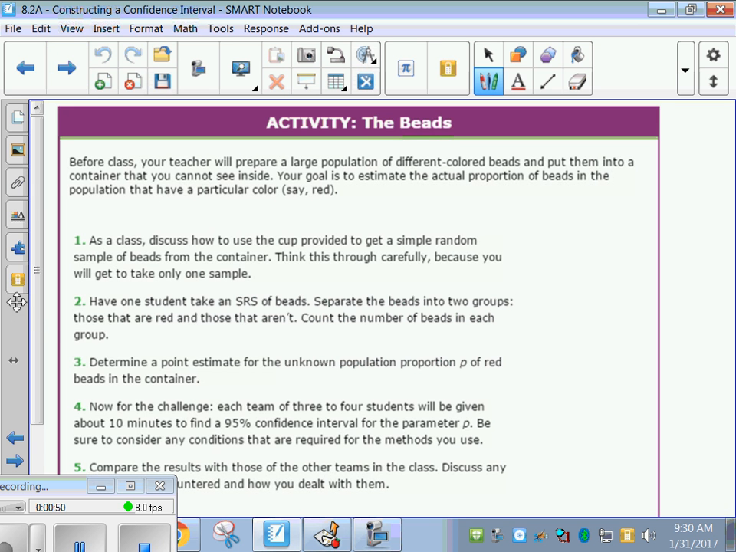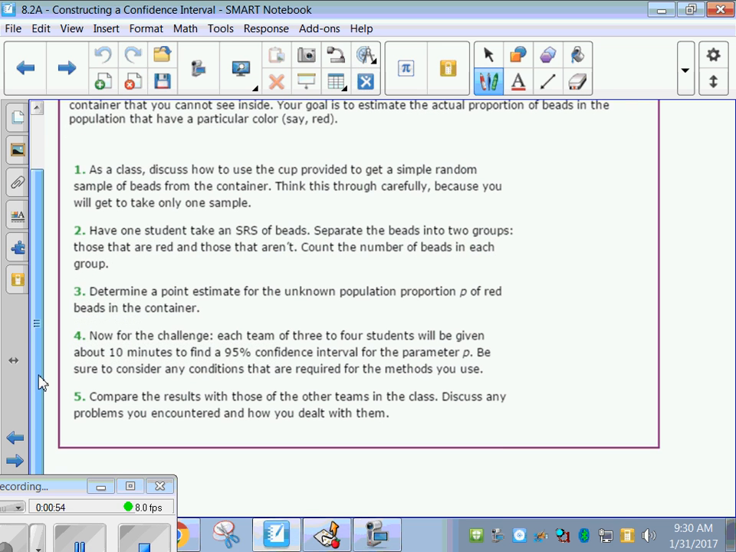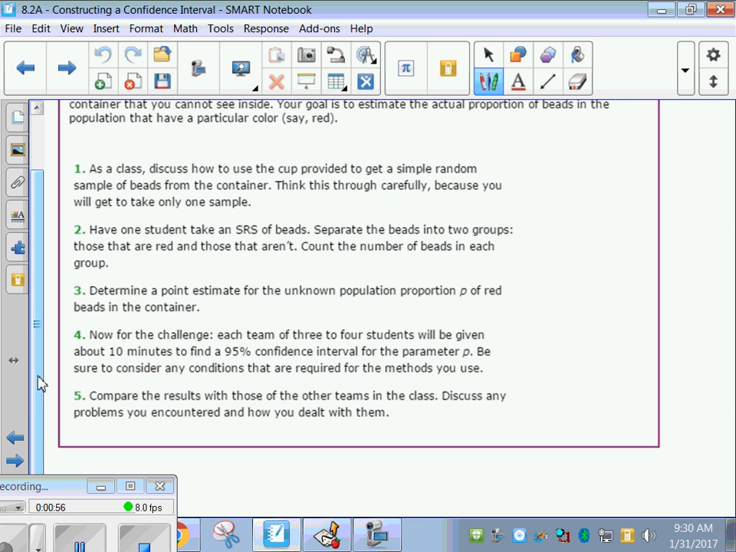All right. So we've got a bag of beads, and you're trying to find the number of red beads in the whole entire container. So imagine a large container of a lot of different beads. You guys are going to take a simple random sample, so you're going to decide how you want to do that. You're going to maybe dip a cup in, grab a bunch of beads, and count how many are red. So we're using a sample proportion of how many are red.